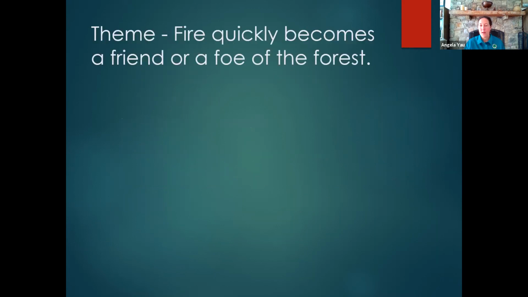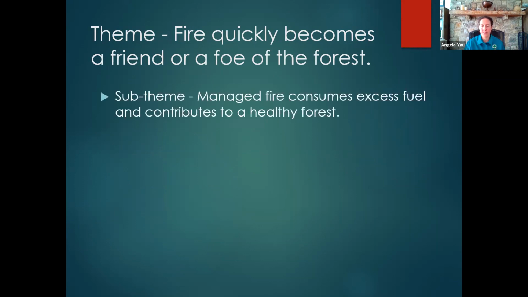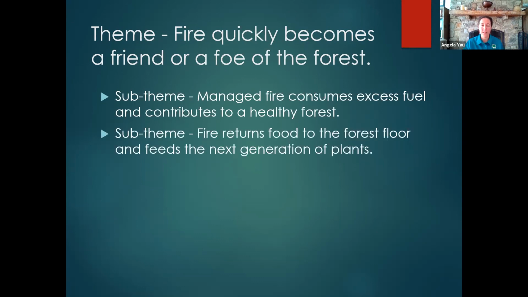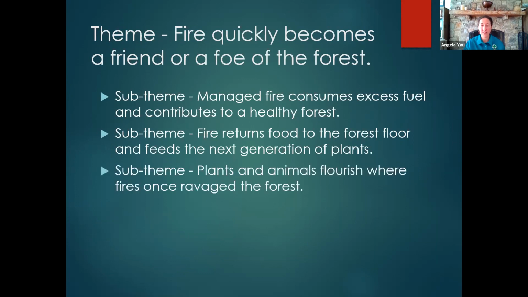So I want to give you a couple of examples. Let's say the theme is fire quickly becomes a friend or a foe of the forest. And then as an example, I might have subthemes. Now those subthemes are written the same way. It's still a complete sentence. But my subthemes that support this might be: managed fire consumes excess fuels and contributes to a healthy forest. Fire returns food to the forest floor and feeds the next generation of plants. And plants and animals flourish where fires once ravaged the forest.